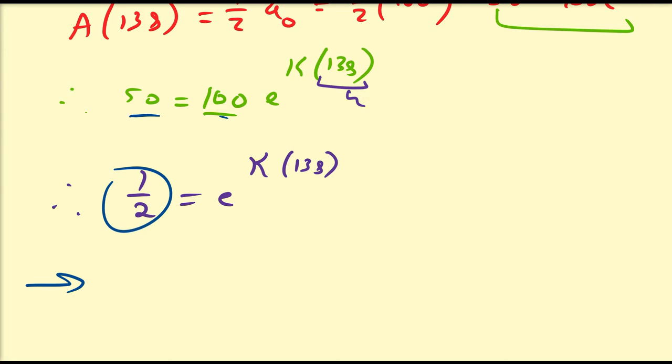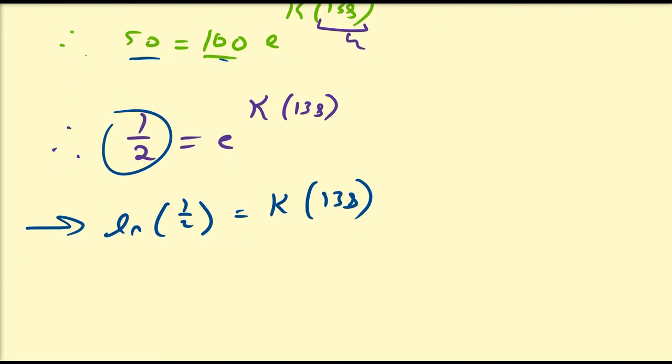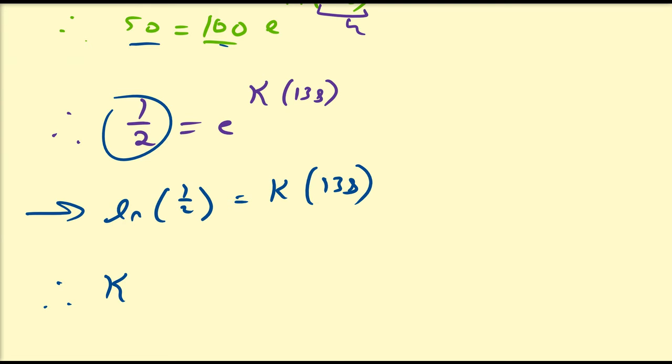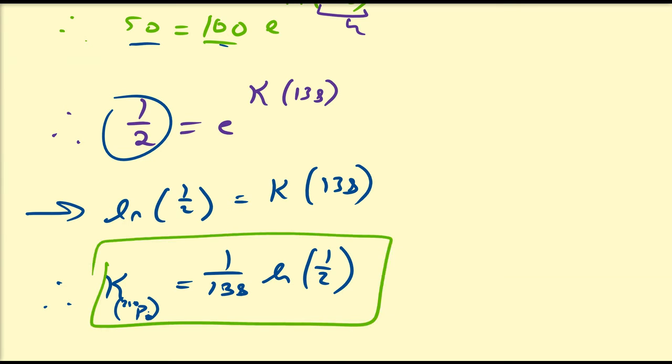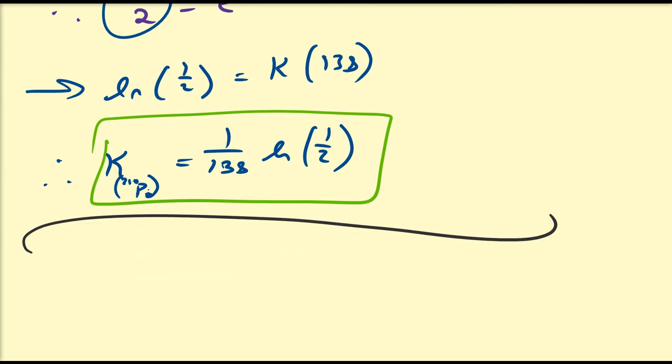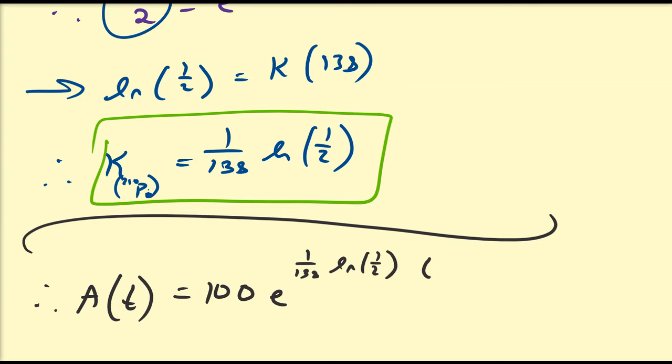We're going to take the log of both sides. So we have the natural log of 1/2 is equal to k times 138. Therefore, the rate parameter k for polonium-210 is equal to 1 over 138 times the natural log of 1/2. So this is the rate parameter for polonium-210. Therefore, our model for polonium-210, where capital A represents the amount after some time has passed, is A equals 100, our initial amount, times e to the power 1 over 138 times the natural log of 1/2 times t.